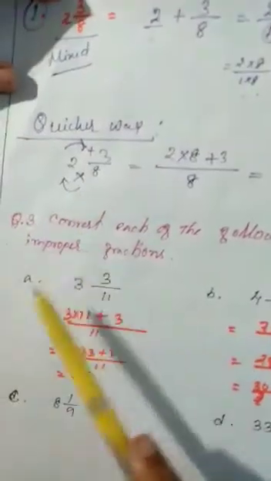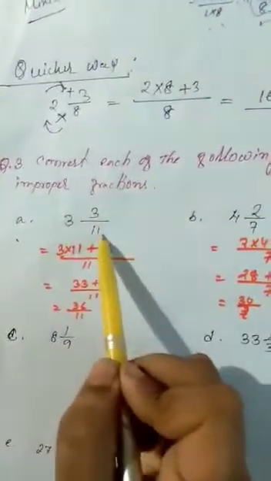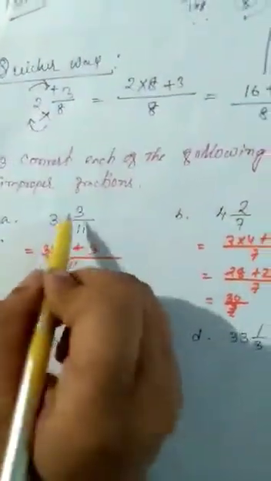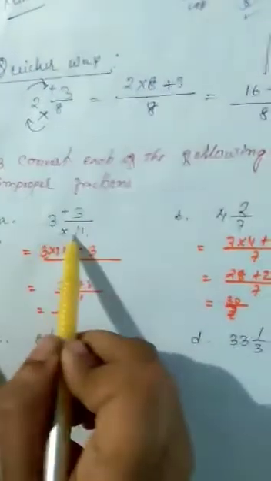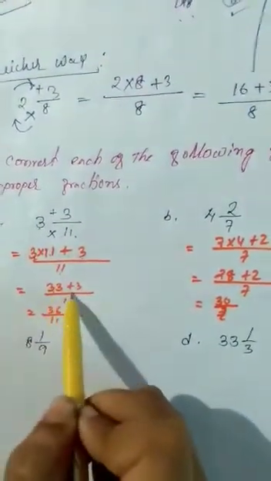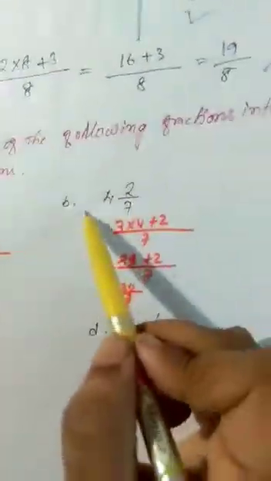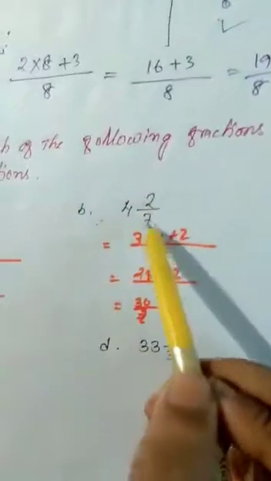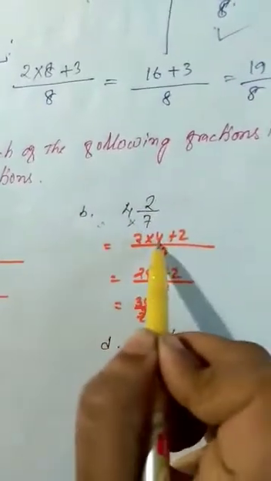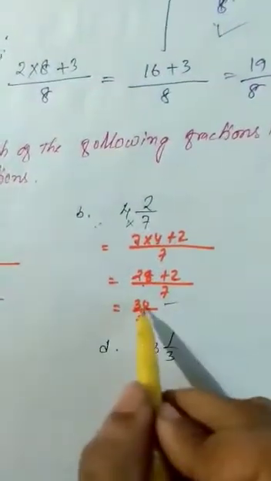Okay children, now we'll follow this quicker way. In question number 3, convert each of the following fractions into an improper fraction. How can we solve it? Suppose the number is 3 by 11. Just these two we have to multiply and this one we have to add. So 3 into 11 plus 3, divided by 11. So 33 plus 3 divided by 11, 36 by 11. Now the next one, B, is 4 2 by 7. We multiply 7 into 4 plus 2. So 28 plus 2 divided by 7, 30 by 7.